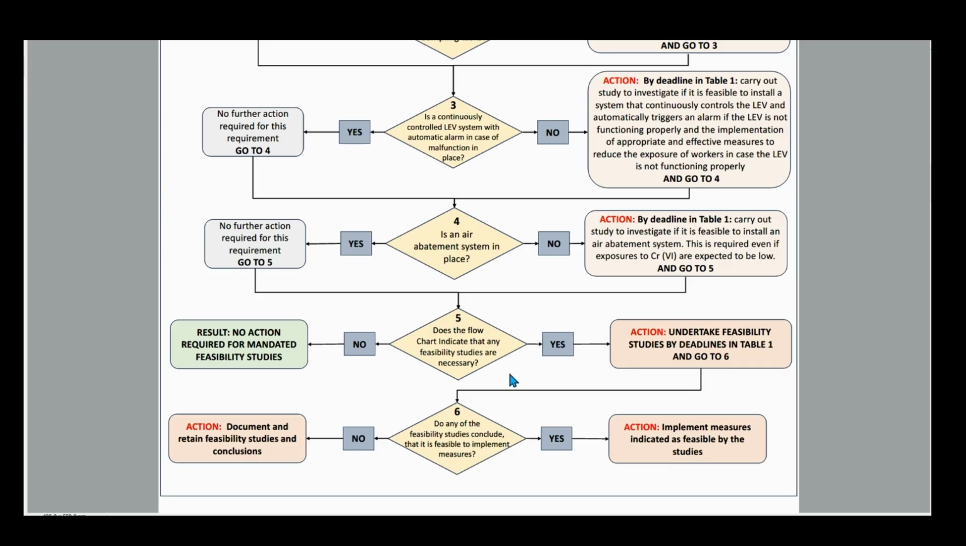Then we come to the last step of the flowchart, which asks if you conclude that it is feasible to implement any of the measures. If your answer is no, please document and retain the feasibility studies and their conclusions. If you conclude yes, you must implement the measures identified in the feasibility studies.